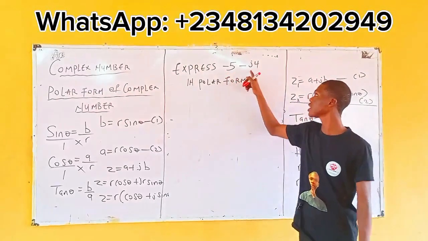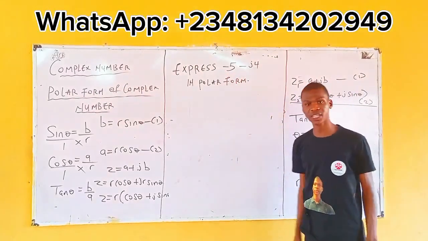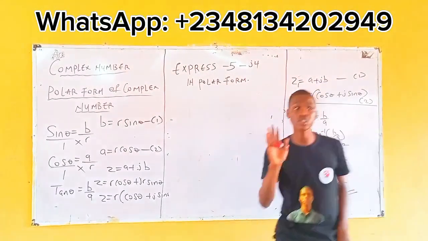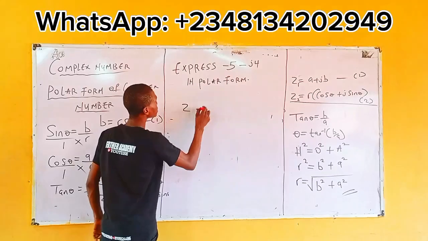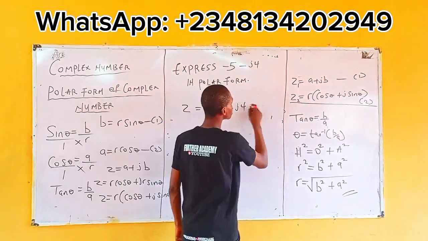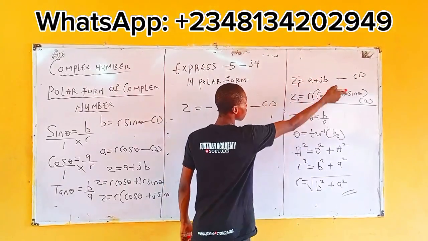Express -5 - j4 in polar form. First things first, what are you going to do? You are given that z is equal to -5 - j4, right? Which is case 1, the rectangular form of your complex number.